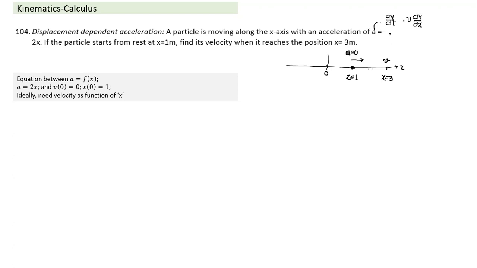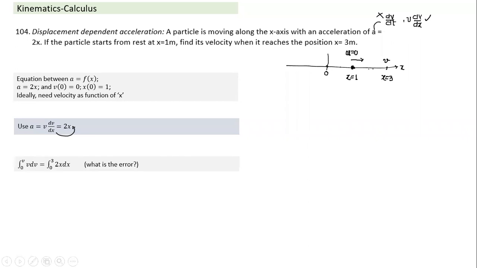Since here it is given as a function of x, we'll not use this. In place of a, we'll substitute v dv by dx. Now it becomes an equation between two variables, which can easily be integrated. We'll use a is equal to v dv by dx, which is equal to 2x. So when we take dx to this side, it can be integrated. I can integrate like this.